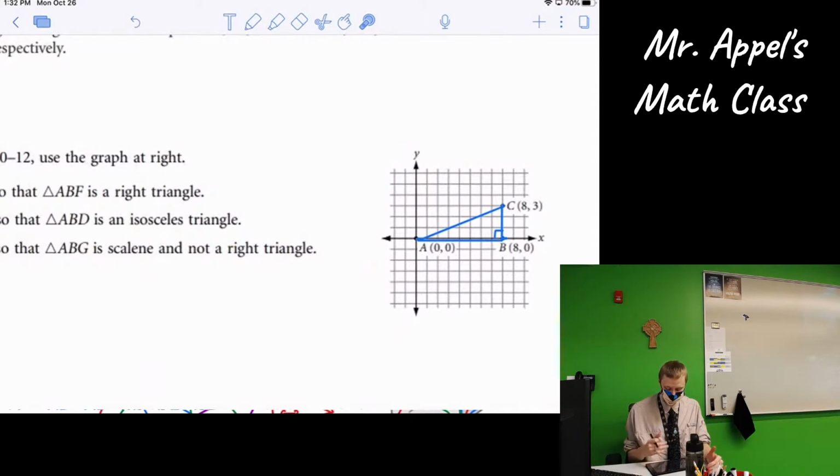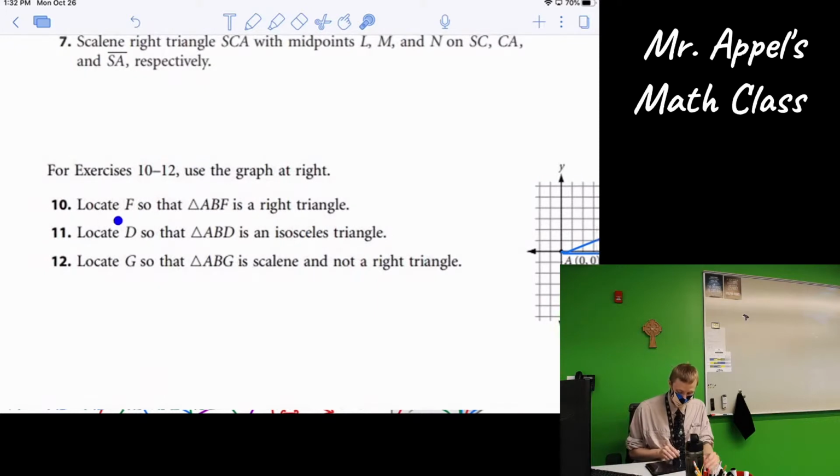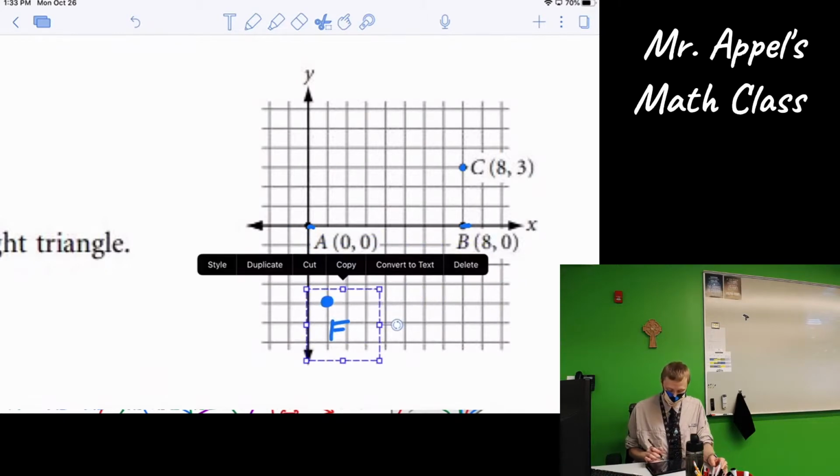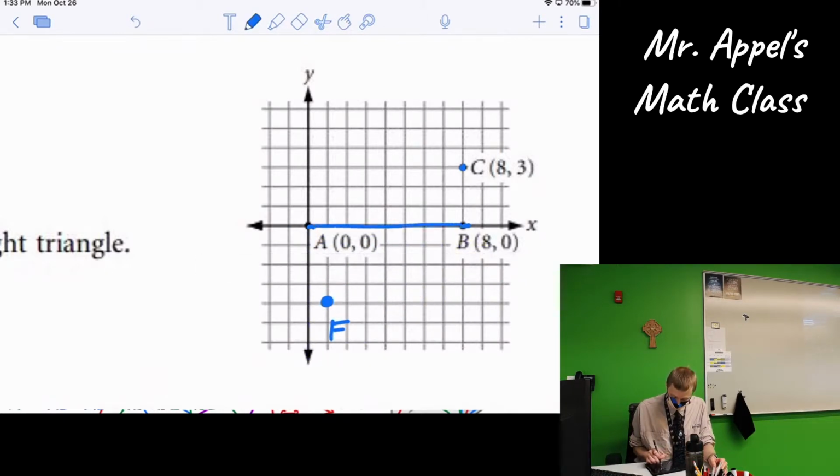But the questions here are not asking about the existing triangle. They say locate F so that triangle ABF is a right triangle. Oh, I drew triangle ABC. So what we want to do is make a new point. I'm going to erase these sides for now. We're going to make a new point called F. Don't draw that yet because I'm going to move that around. Where on this can I put F such that A to B to F? So I definitely need line AB. I can at least keep that one. And then we got to connect them to F. Where is that going to be a right triangle?